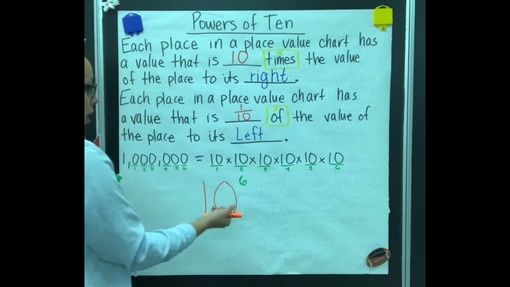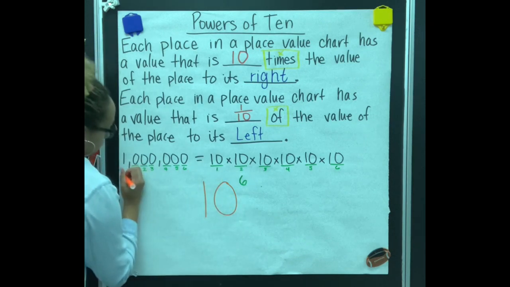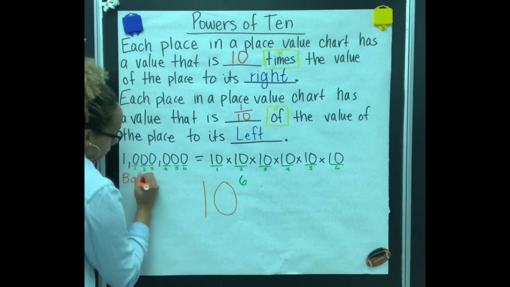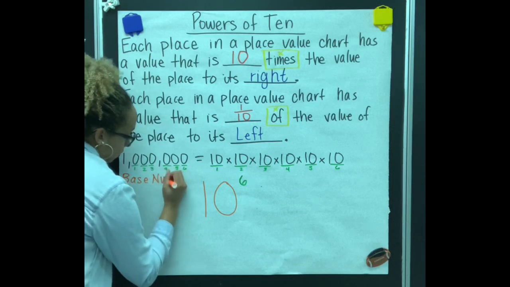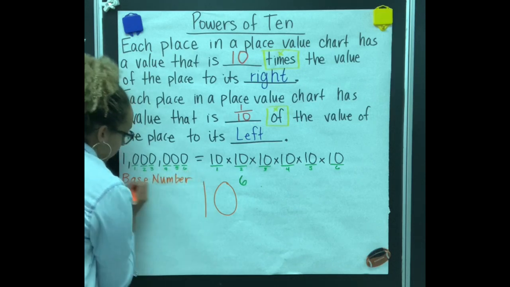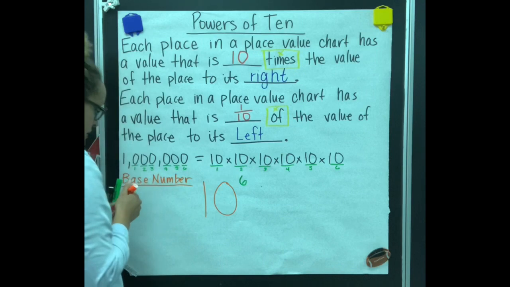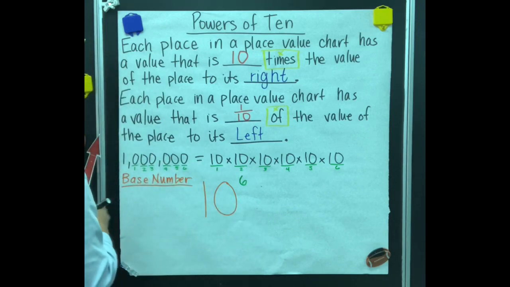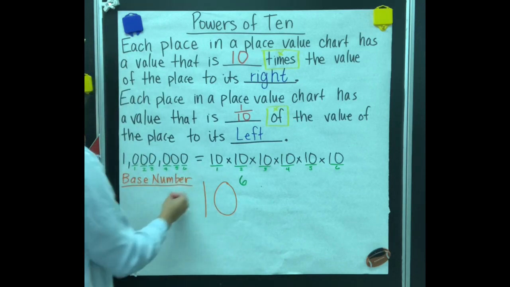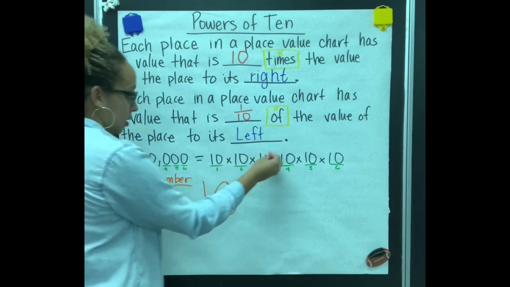First, we're going to talk about what our base number is. Our base number is the number that is repeatedly multiplied. Isn't it repeatedly multiplied right here?